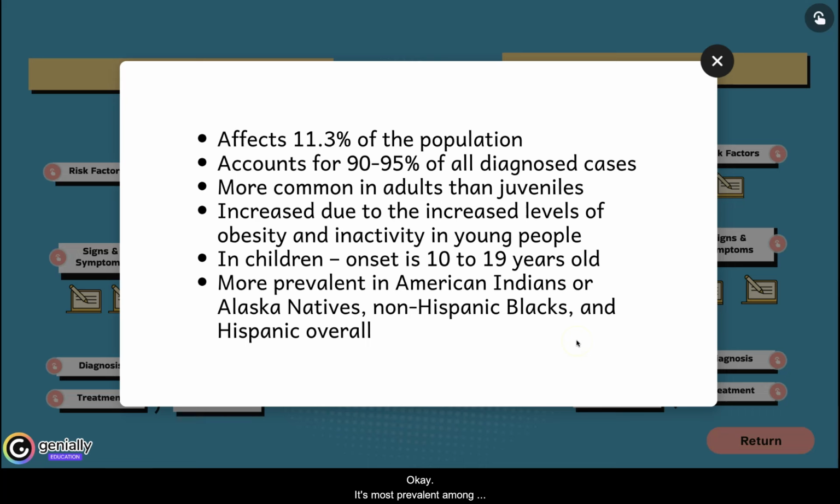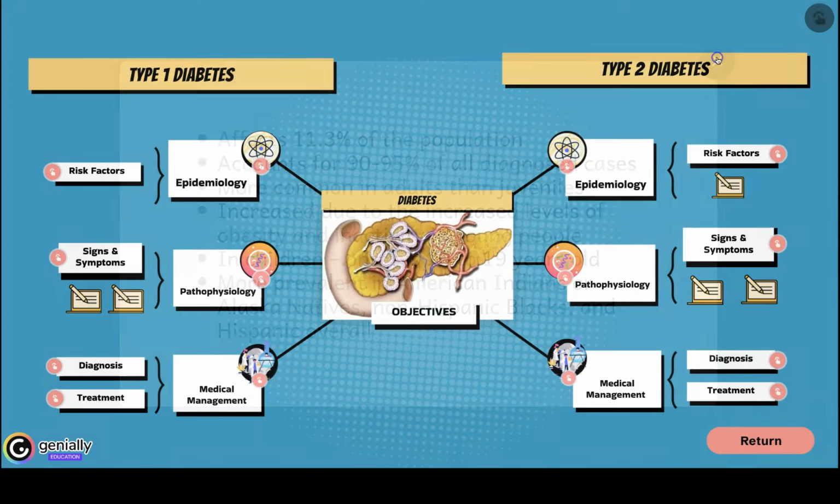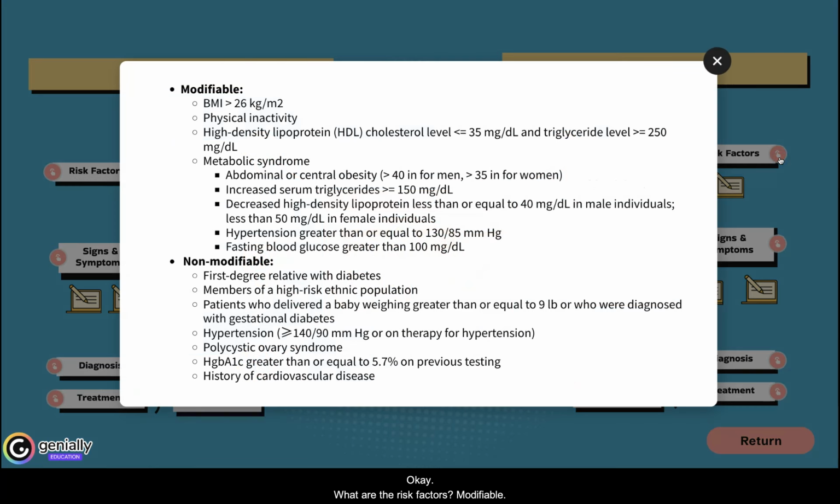Okay, it's most prevalent among American Indians, Alaskan Natives, non-Hispanic Blacks, and Hispanics overall. And type 1 was most common in people with European descent. Okay, what are the risk factors? You have modifiable and non-modifiable risk factors, right?